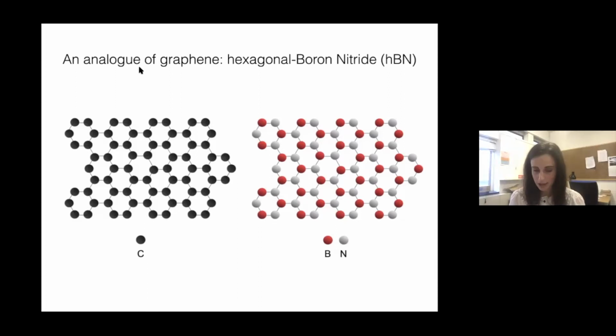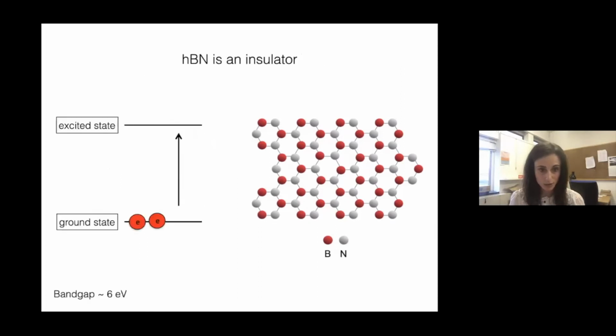Now, what makes HBN quite interesting is that it also has a bandgap. So like silicon, there are energy levels in the material where electrons sit at rest. And then if they are given a certain amount of energy that is equivalent to this bandgap, they can be excited. But unlike silicon, where this energy gap is about the energy of visible light, in HBN, this energy gap is about 3 times greater. So most of the time, HBN is in fact an insulator, and electrons are not moving at all.